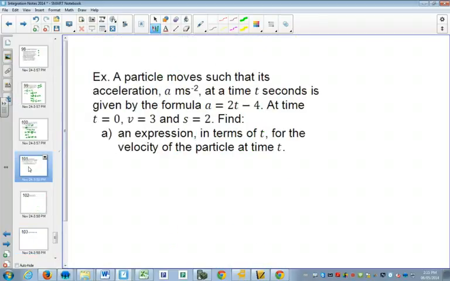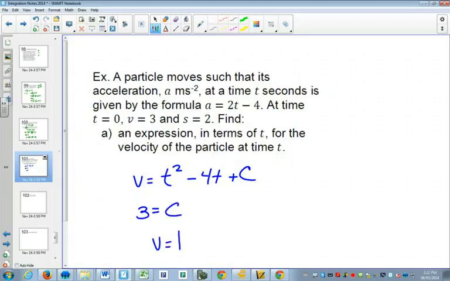All right, put up some of the answers for this one. Got acceleration is 2T minus 4. Velocity, integrate that would be T squared minus 4T plus C. At T equals 0, V equals 3, so you could put in 3 and 0 for T, and you'll get C is equal to 3. So we get our velocity equation as t squared minus 4t plus 3, correct?